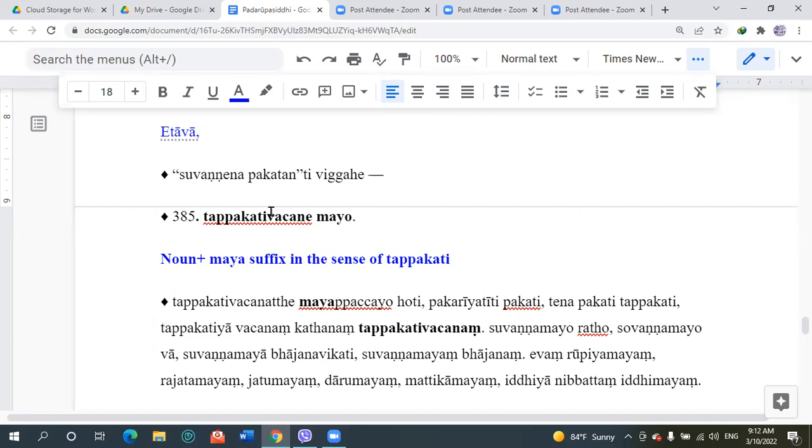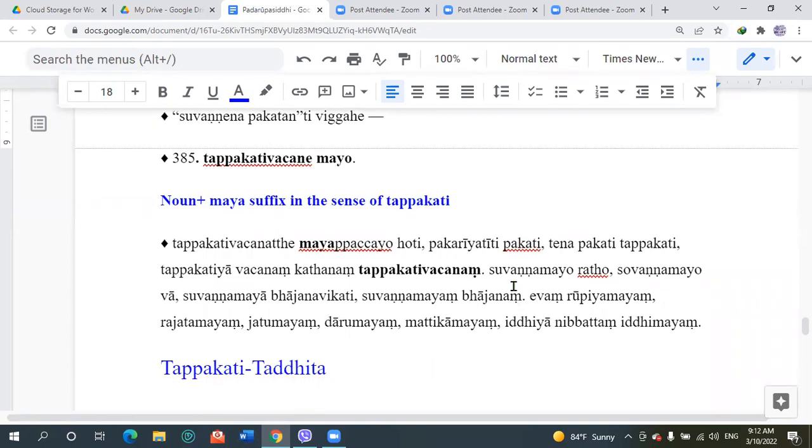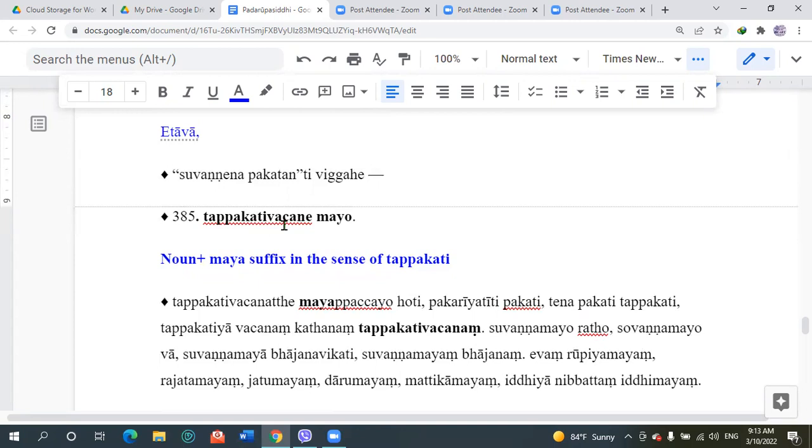Pakata is public with regard and disappears. Pakati is public with regard and disappears. So Pakata is neuter gender and Pakati is feminine gender, different. In Pali grammar, words ending in ti are feminine gender, like Bodhi, Patti, Sodhi, Ruci, Kanti, Joti. So Pakati is feminine gender. That's what we call Suvanena Pakatam, Suvanamayo.